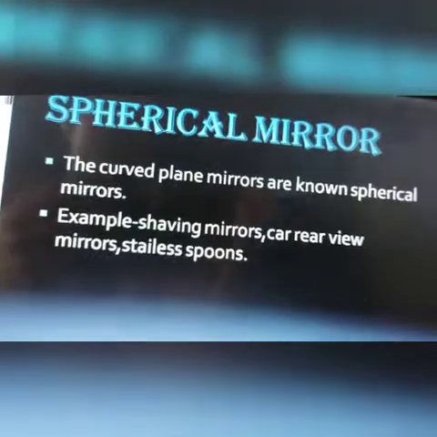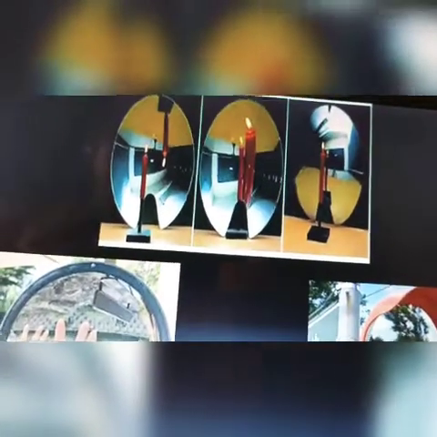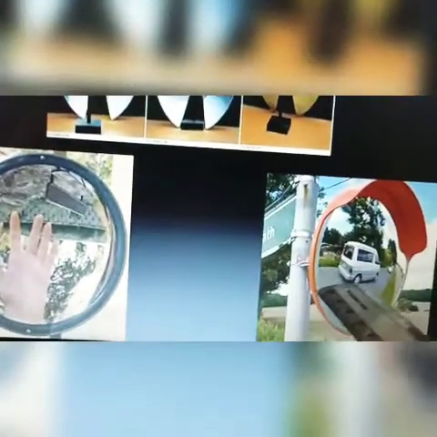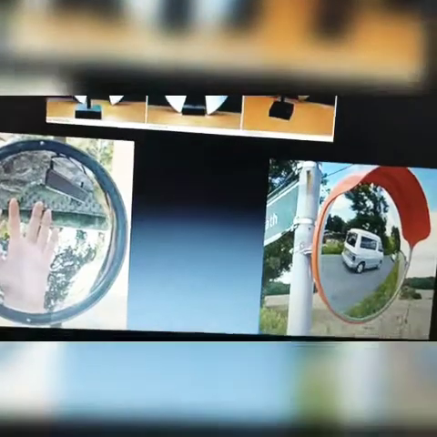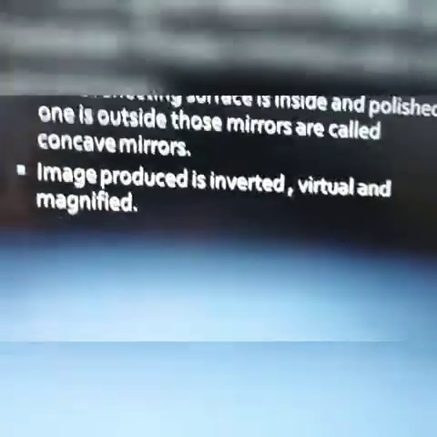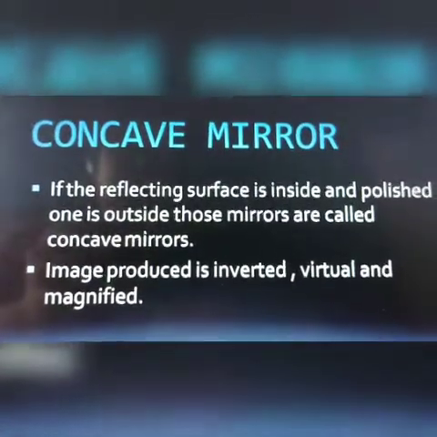Moving forward, you can see here these are spherical mirrors. These are curved ones. This is a picture in which, due to this spherical portion, the hand is seen a little bigger. You can see here another example of a spherical mirror.